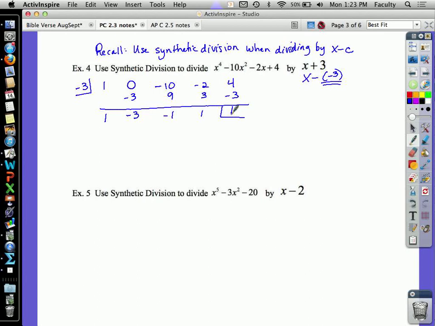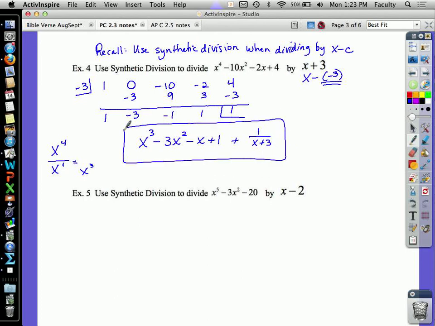Now, what we've done is we've essentially taken an x to the 4th divided by an x to the 1st. So by my quotient rule from the exponent properties, that's an x cubed. So this means my answer is x cubed minus 3x squared minus x plus 1, and then I have a remainder of 1 divided by the divisor, which was x plus 3. Okay? All right, try example 5 using synthetic division.